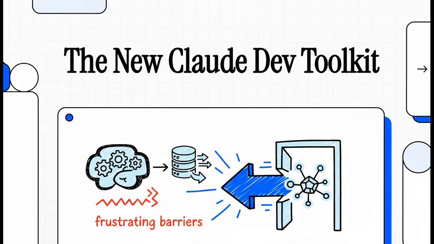Welcome to The Explainer. Today, we're diving into something huge for anyone building with AI. It's a new developer toolkit from Anthropic, and it's all about smashing through the most frustrating walls in development.